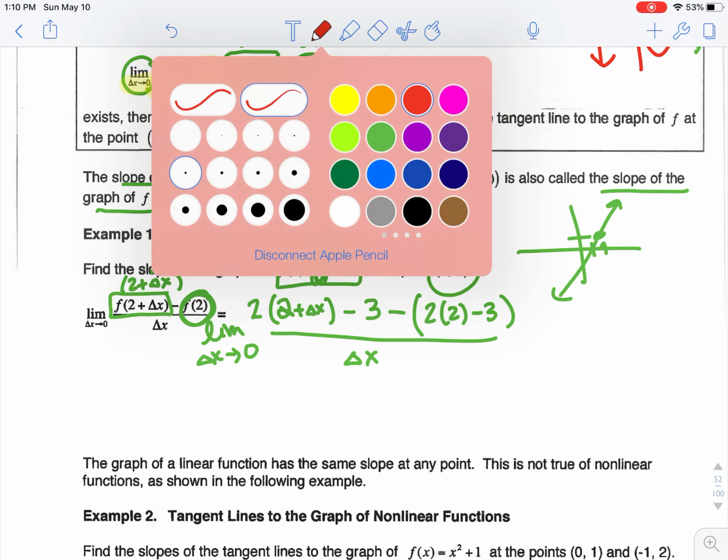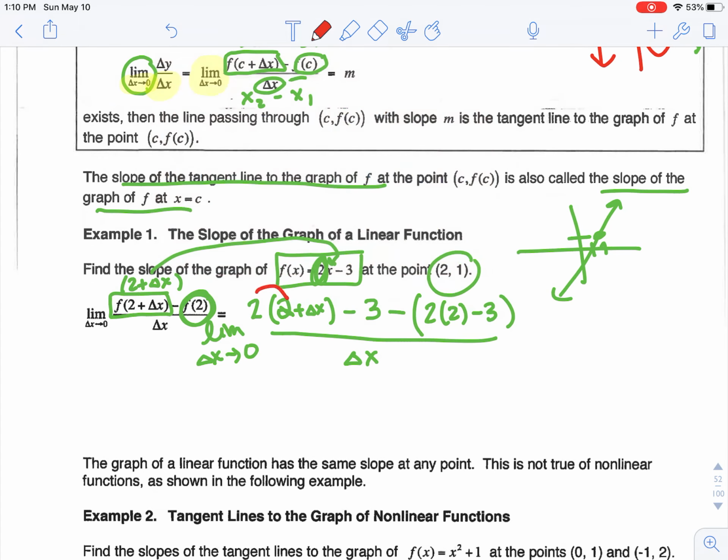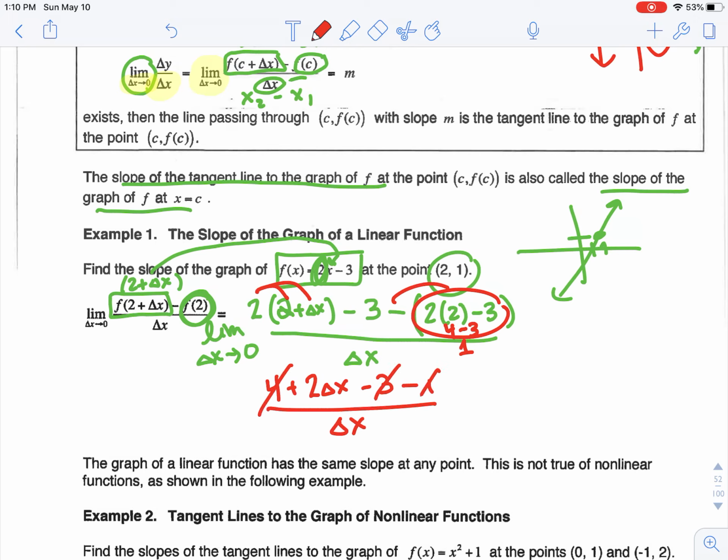So what we do now is let's simplify this, and hopefully some stuff will cancel. I can distribute, work this guy out, minus it. So let's see, I'll get 4 plus 2 delta x minus 3. So what is this? 4 minus 3, which is just 1. So minus 1 all over delta x. Well, 4 minus 3 minus 1, that's just 0. And then I would have 2 delta x over delta x. The delta x's cancel, and I just get 2.